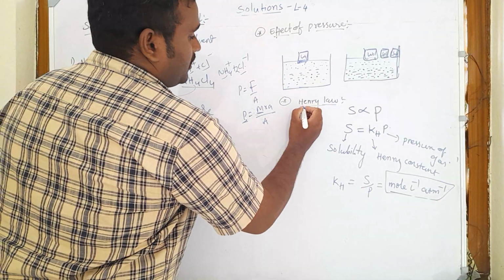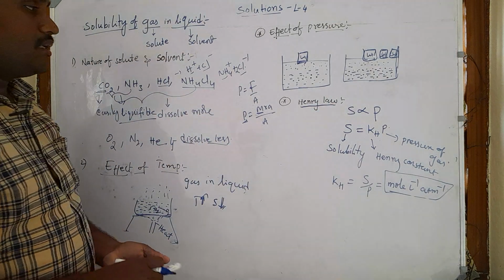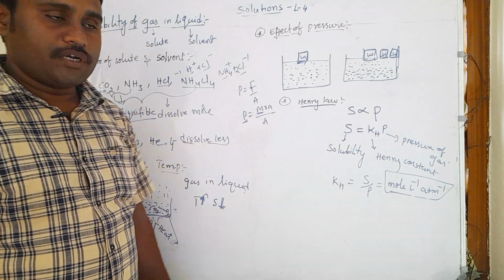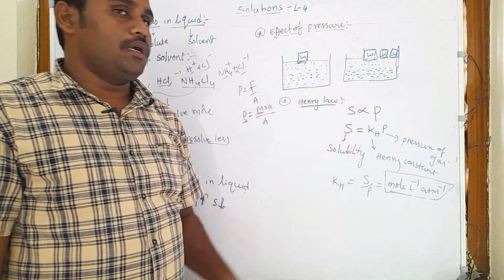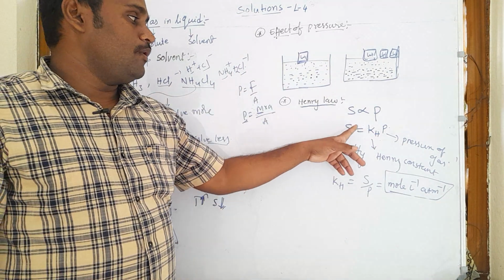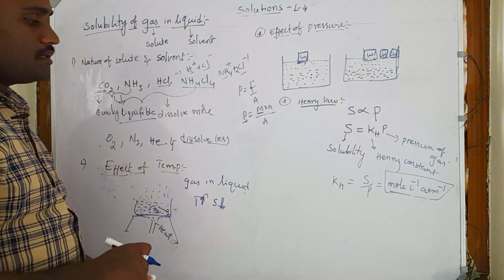The quantitative relationship was first given by the scientist Henry. He said that solubility is directly proportional to pressure. To remove this proportionality, we keep a constant, that is kh. So solubility is equal to kh into P, where kh is the Henry's constant.